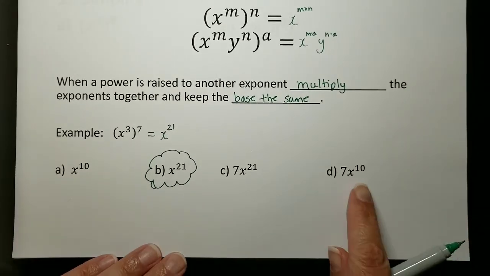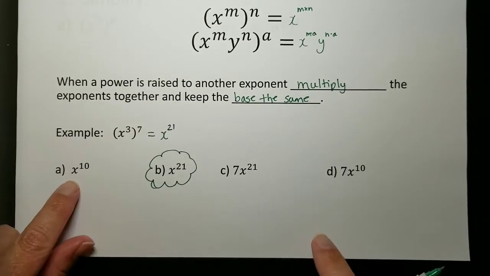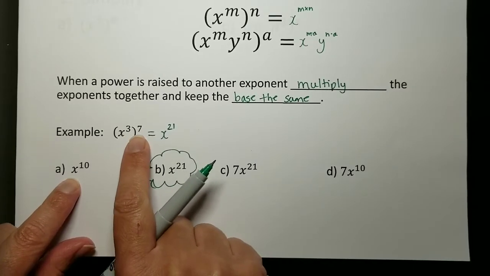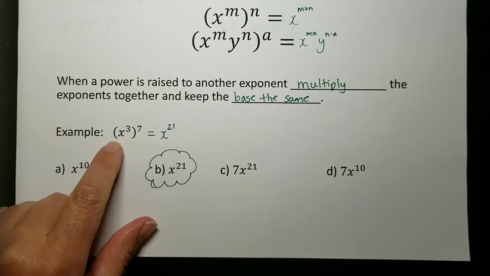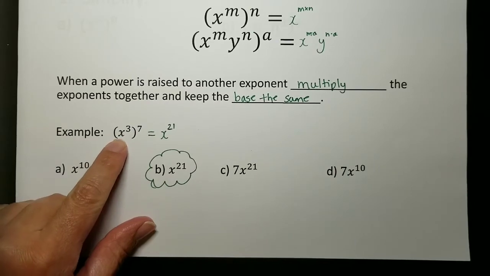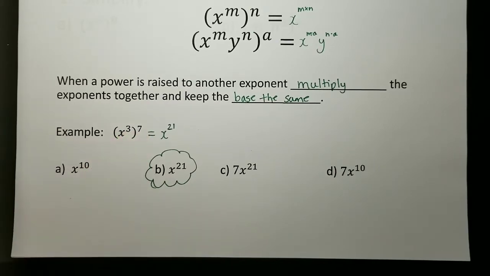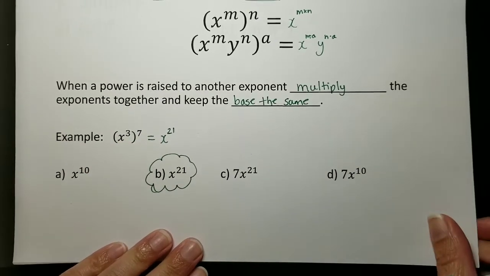So common mistakes. Sometimes people see an x to the 10, thinking back to the multiplying rule. Remember, when multiplying bases that are the same base, we add the exponents, but this isn't the same base. It only has one base. It's one base to two exponents. So those exponents get multiplied together.